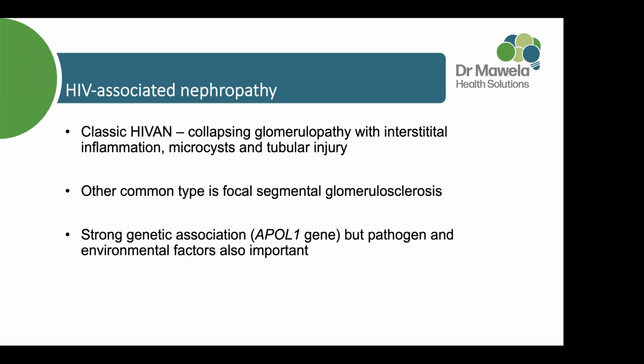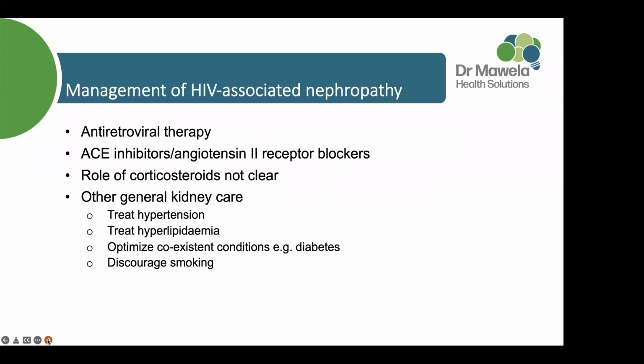So it's a triad really, where the glomeruli are collapsing, there's interstitial inflammation, microcysts, and also tubular injury, right? The other common name is focal segmental glomerulosclerosis. Like I said, it's generally associated with this particular gene, the APOL1 gene, particularly in African Black males, right? How you manage it at a high level, just keeping it high level, ARVs.